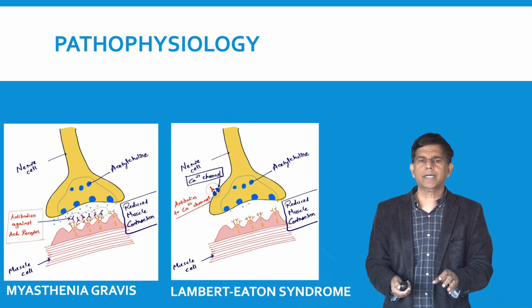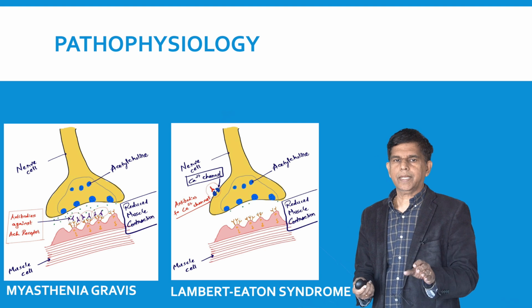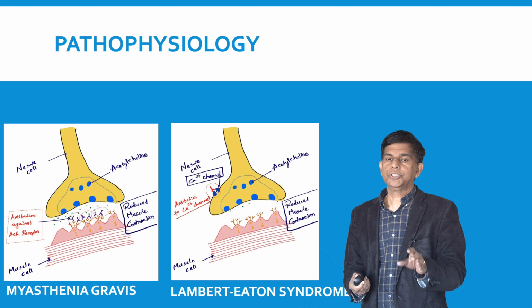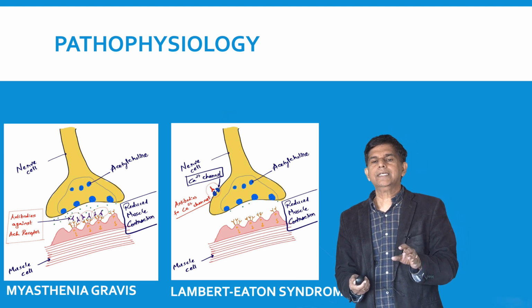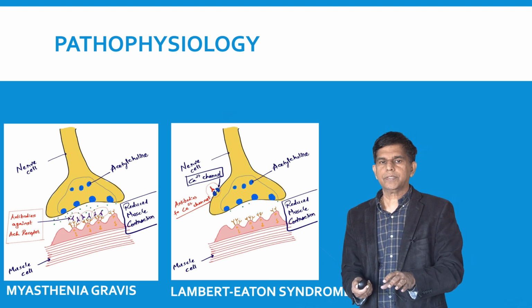On the next slide, you have Lambert-Eaton syndrome. Here, if you look at it, in the presynaptic region is the calcium channel. That's where the problem is, autoantibodies, so the release of acetylcholine is affected. Please make sure you know the difference.